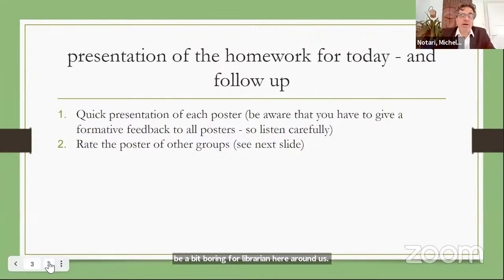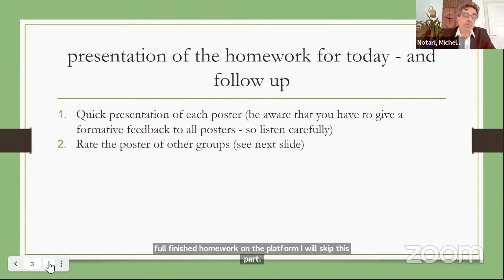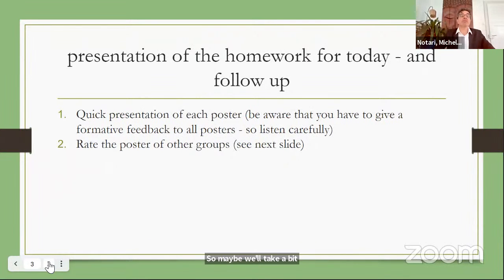I planned to present the homeworks today and discuss the follow-ups, because I think not all of you had the full finished homework on the platform. I will skip this part. Maybe it will take a bit less long today; we will have a look at this presentation next time. So next time we will present just two things: first of all, the homework for today and the homework for next week. So we will skip this session.